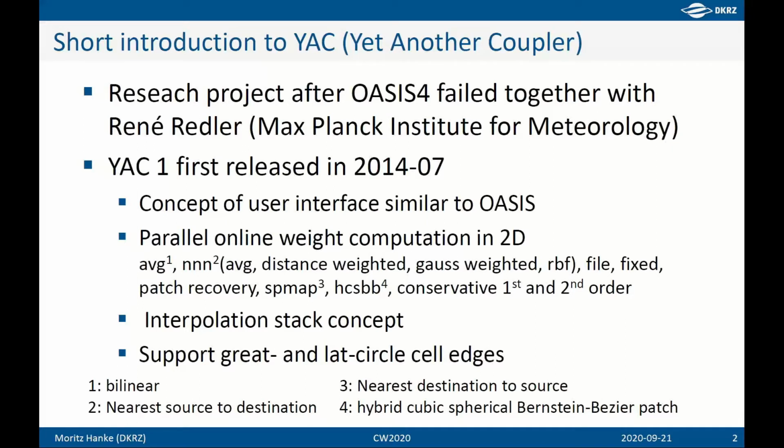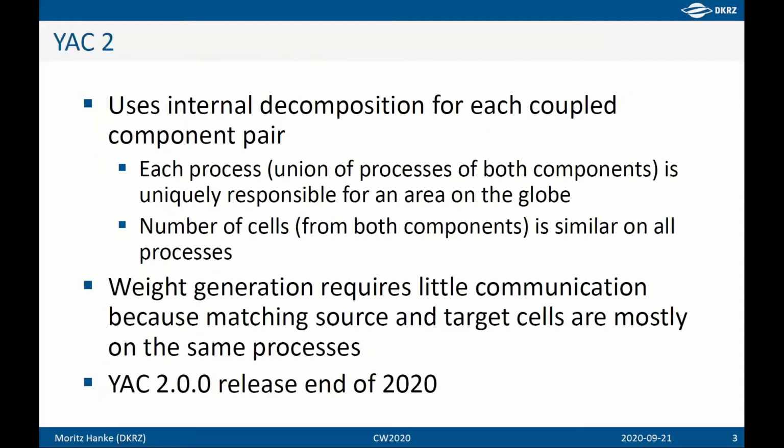YAC introduced the interpolation stack concept, which is used when an interpolation fails for a target point or target cell. Then the user can select any of the available interpolation methods as a fallback. And to make it more general, we don't limit the number of fallbacks at all. So the user can provide a whole interpolation stack of different methods until all points or cells are interpolated or the stack is complete. YAC explicitly supports cell edges on great circles and latitude circles, which we will see later why that is.